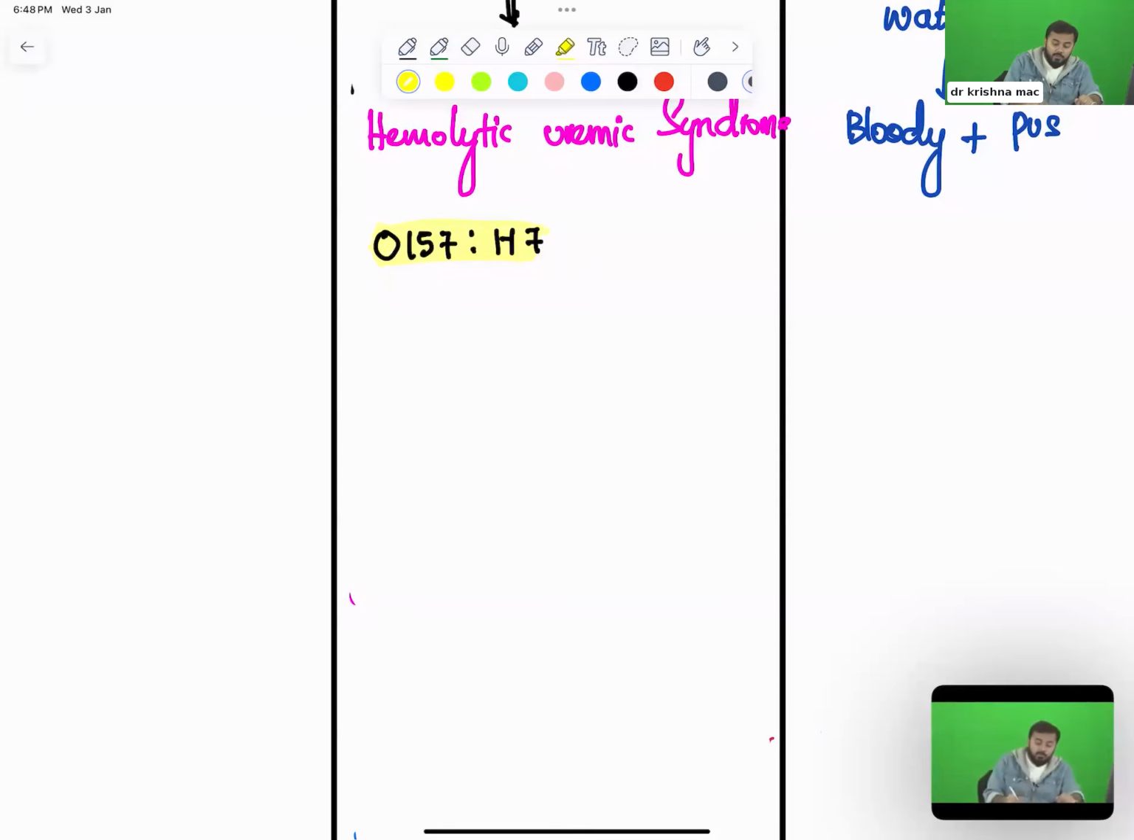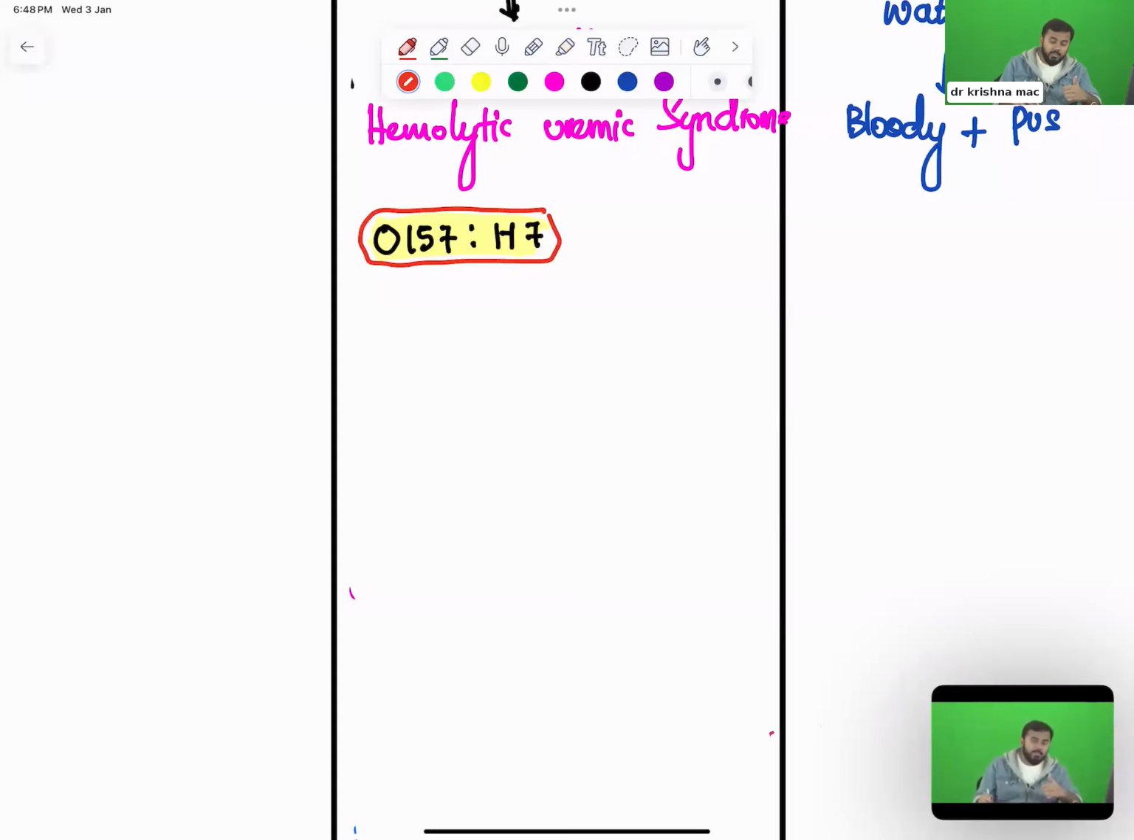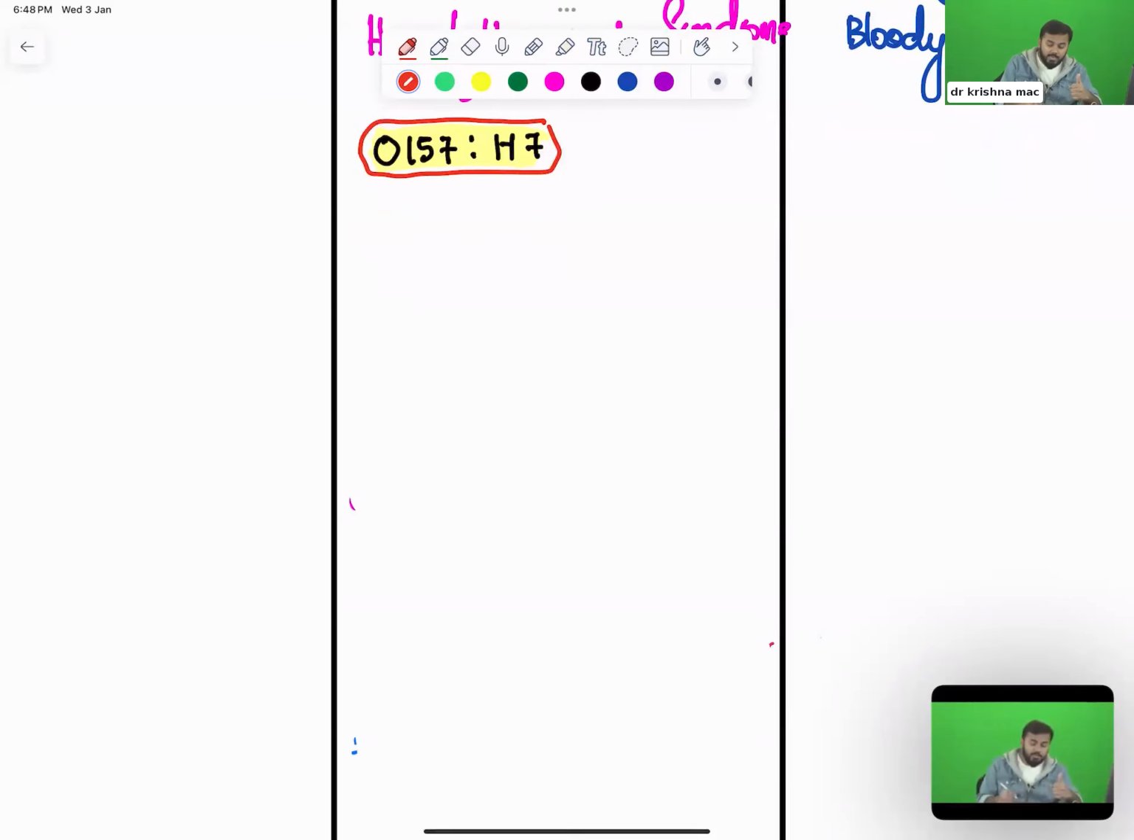This is one of the very dangerous variants of E. coli. You know what it does? It would damage your kidneys. If it is damaging your kidneys, can I write it as acute renal failure? ARF stands for acute renal failure. It will damage your kidneys. Second important thing, apart from damaging your kidneys, it would also do one more thing. It will cause lysis of your RBC.